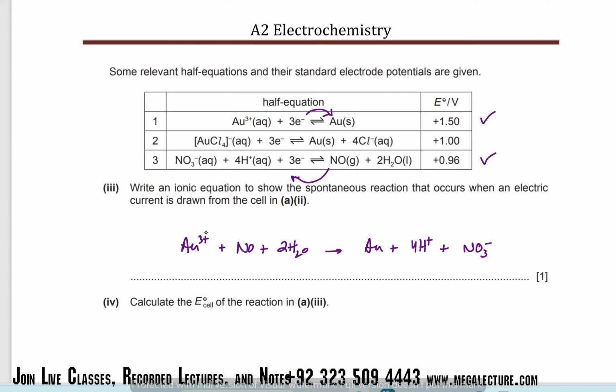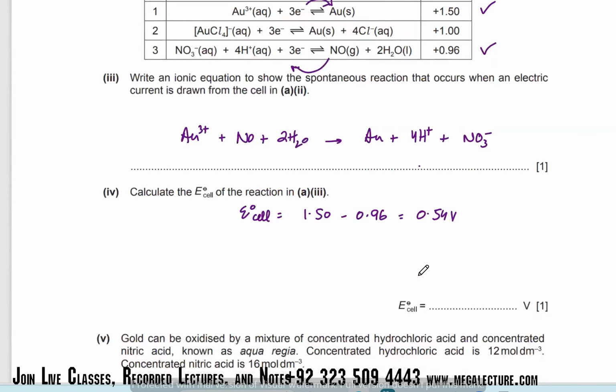And E naught cell of the reaction is going to be the reduction minus oxidation. The upper one is reduction, the lower one is oxidation. So it's 1.5 minus 0.96, and it's 0.54 volts. Okay, is that clear? Yes. Okay, now.